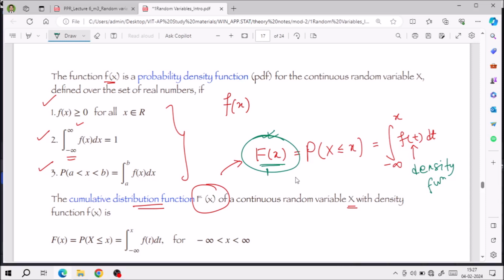So from here, if you want to derive one formula, that f(x) is nothing but d/dx of capital F(x). So from here you can get this formula, that the density function is nothing but the derivative of the cumulative distribution function, just the inverse. If you apply derivative on both sides with respect to x, you will get this formula. So keep this one in mind as well and make it a short note. With this basic understanding of probability density function, now we will move into the questions.